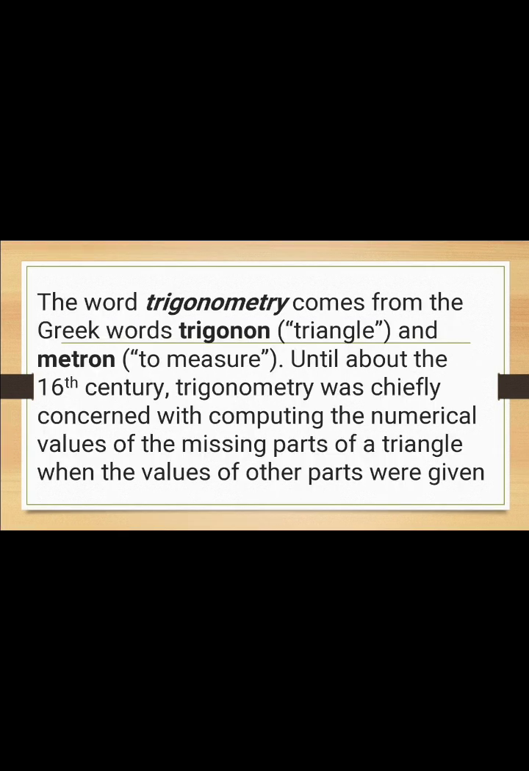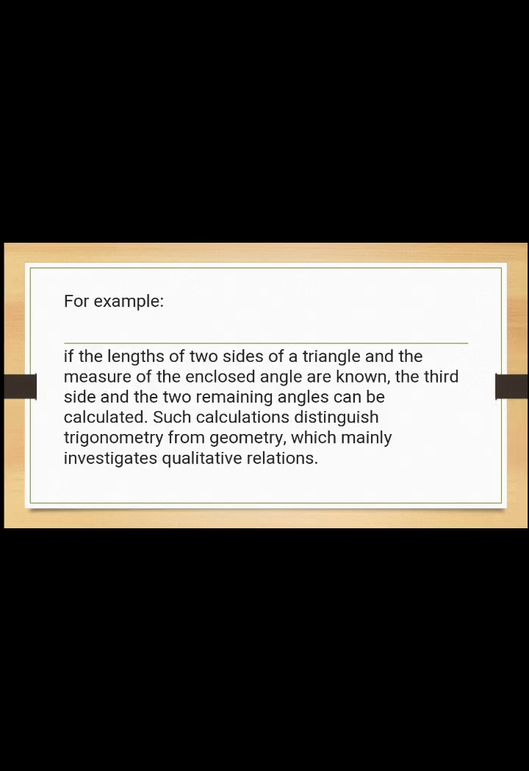The word trigonometry comes from the Greek words trigonon, or triangle, and metron, to measure. Until about the 16th century, trigonometry was chiefly concerned with computing the numerical values of the missing parts of a triangle when the values of the other parts were given. For example, if the lengths of 2 sides of a triangle and the measure of the enclosed angle are known, the third side and the 2 remaining angles can be calculated.